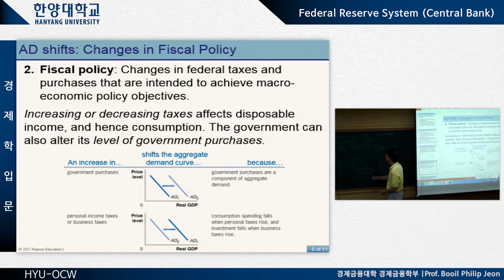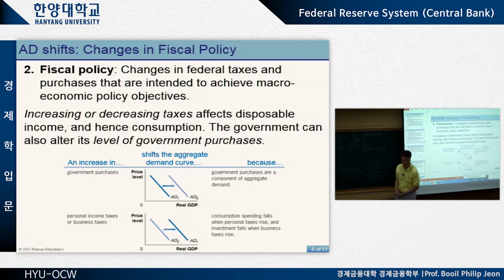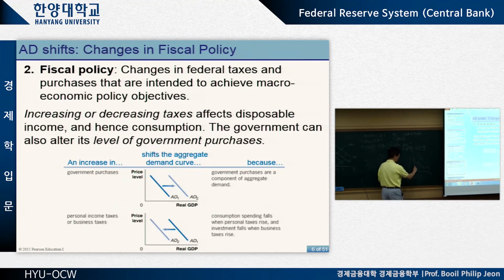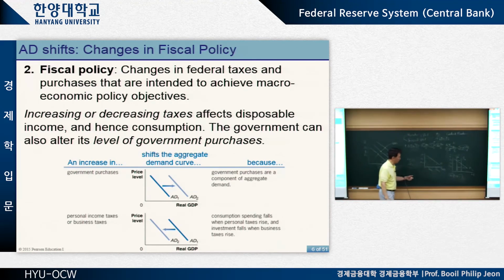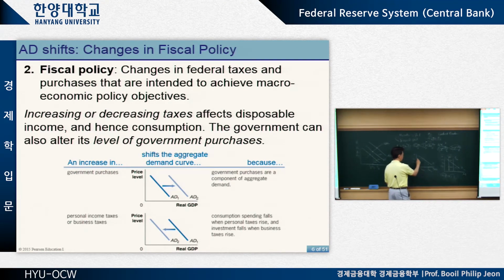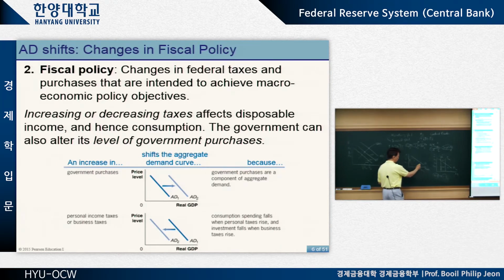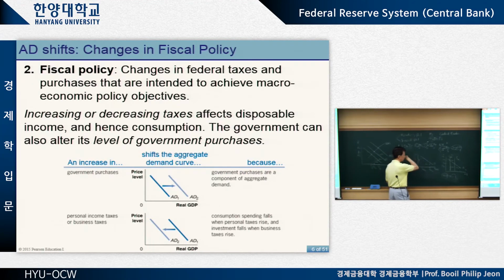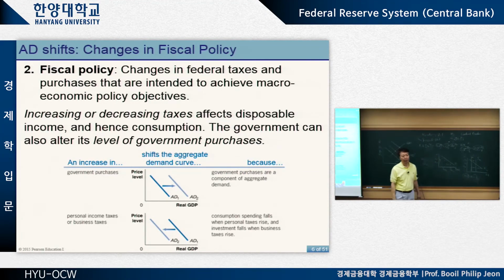If the Federal Reserve or Bank of Korea reduces the money supply, then of course the interest rate will rise, right? If the interest rate rises, what happens? The investment demand will decrease. And if the investment demand decreases, aggregate demand decreases. The same thing will happen in the economy, right?